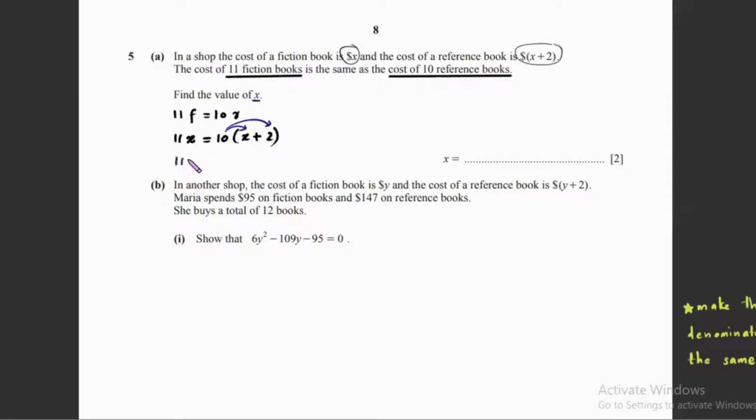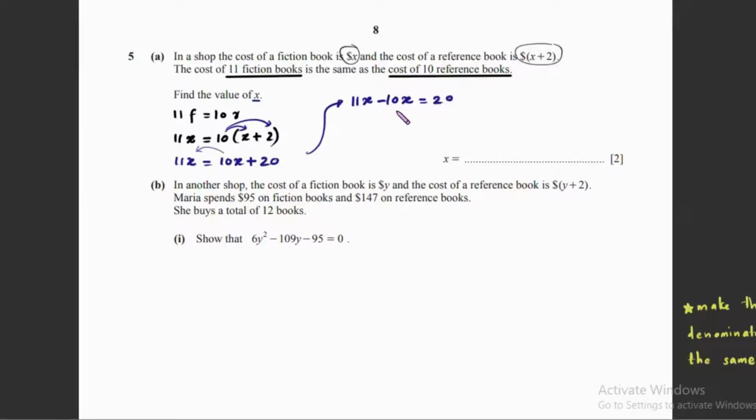So this gives us 11x, which is equal to 10x plus 10 times 2, which is 20. And I need to find what x is. So I need to bring the terms with x to one side and find what x is. I already have 11x on the left side of the equation. I'm going to take the 10x to the other side. It gets deducted. So this is equal to 20.